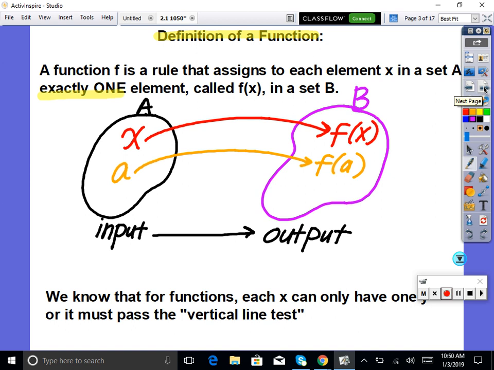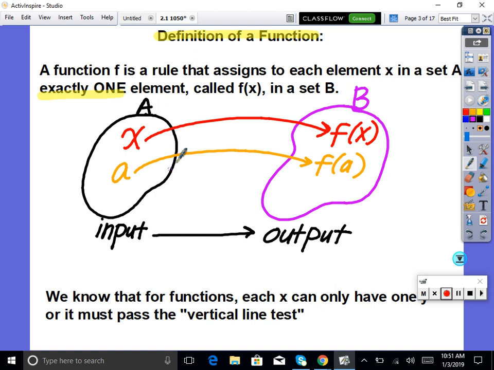Now we do have to get into, in 1010 we just do really surface level stuff. We do have to actually talk official definitions in 1050. So here is the official definition of a function. It says a function f is a rule that assigns to each element x in a set A exactly one and only one element in a set B, which we call f of x. Now that's a fancy way of saying, isn't it true that for each input there should only be one output? That's by definition, each x should only have one y. That's by definition what makes something a function.